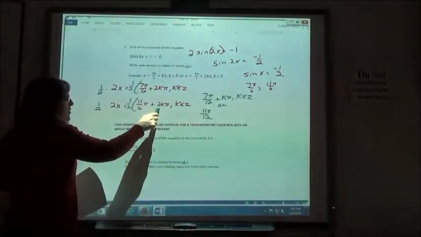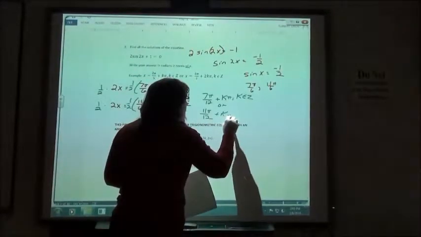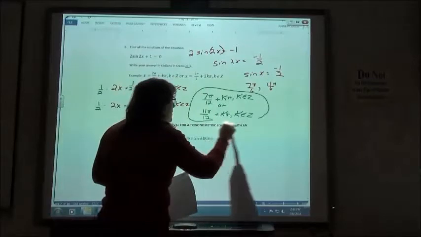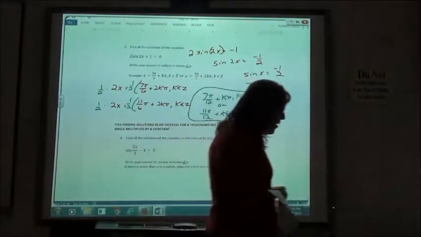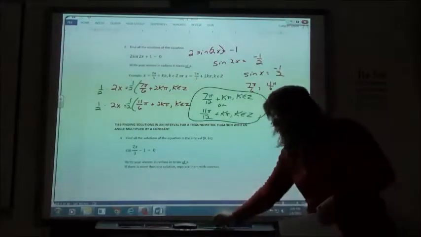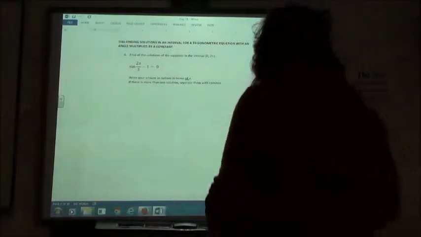Again, when I take the 2 times the 1/2, it just gives me 1. So I just have k pi with k being an element of z. So 7 pi over 12 or 11 pi over 12 plus k pi with k being an element of z. 4, 5, and 6, same kind of thing.